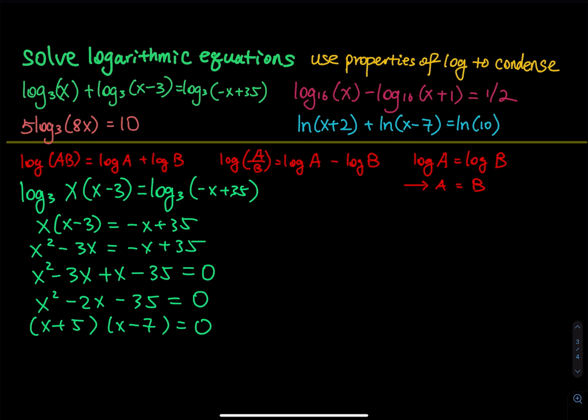5 times negative 7 is negative 35. 5 plus negative 7 is negative 2. And then using the zero product property, you have x equals negative 5 and then x equals 7. Now, one other thing that you have to notice is there is an extraneous solution. First of all, x equals 7 is a solution. And then this is an extraneous solution.